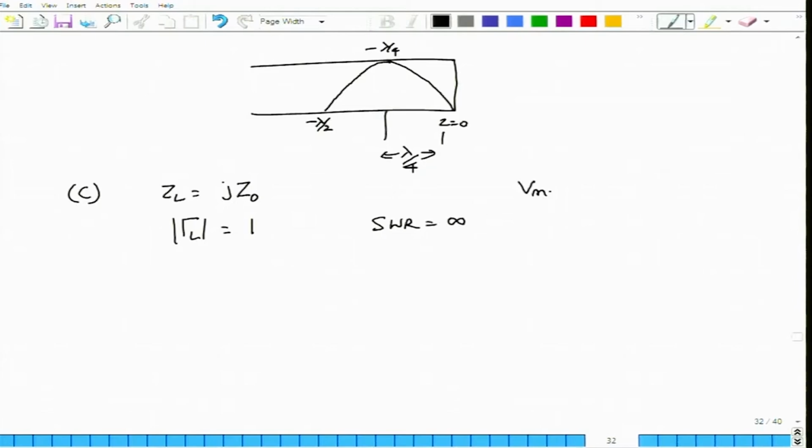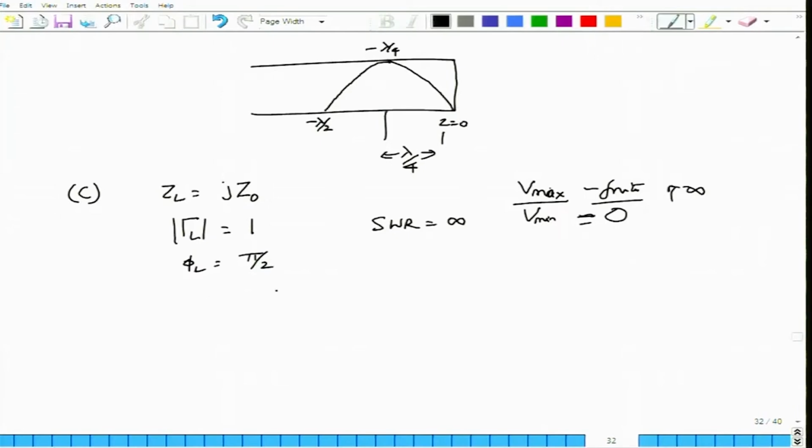Why will this happen? Because Vmax could be some finite value, but Vmin on a transmission line which is lossless, and in this case, will be equal to 0. So, because Vmin is equal to 0, the ratio of a finite value to 0 will go up to infinity. So, that is about the magnitude. But what about the phase angle? The phase angle here, phi L, will be equal to pi by 2.